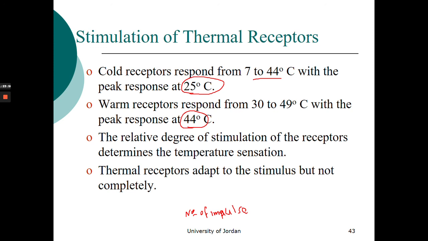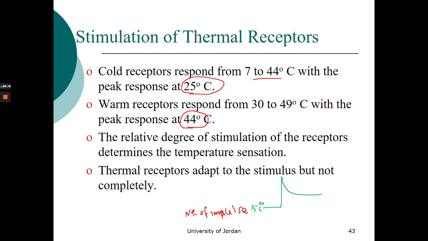So if you have, say, this is the number of impulses in this receptor, and this is say 15 degrees, and if you increase the temperature to 20, then the number of impulses increases, and then you feel it too hot, then after a while there is a decrease because of adaptation.